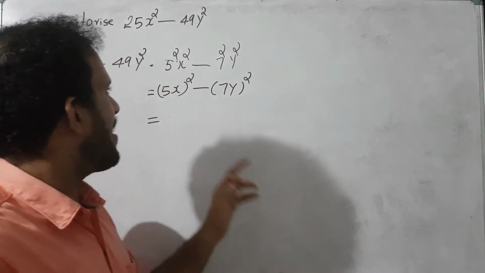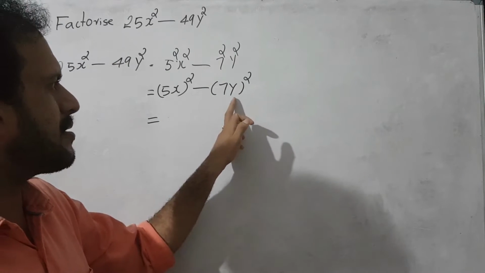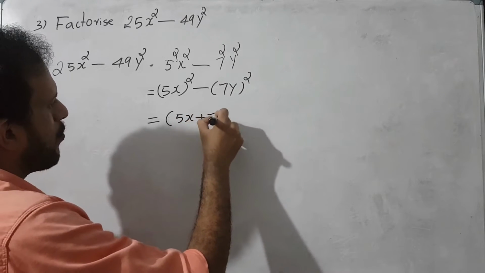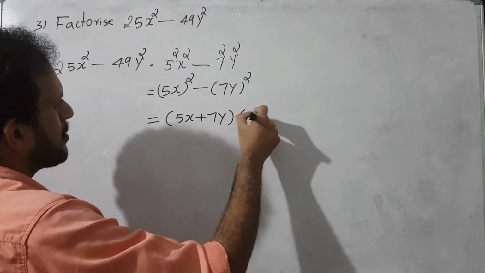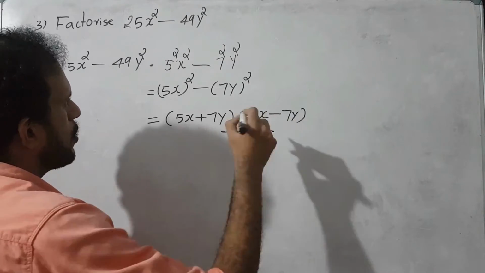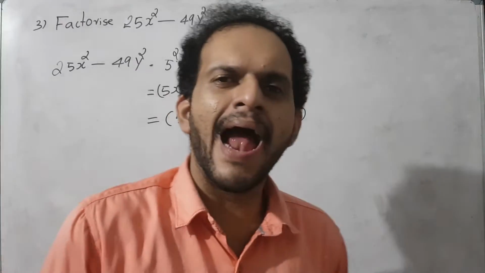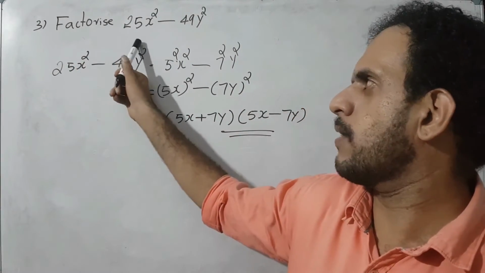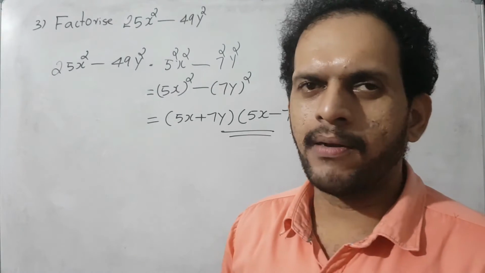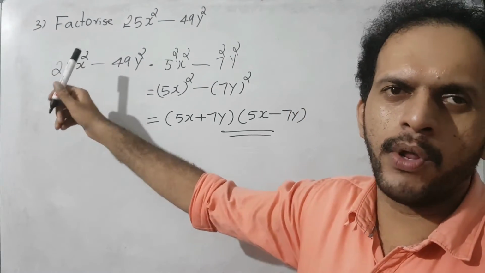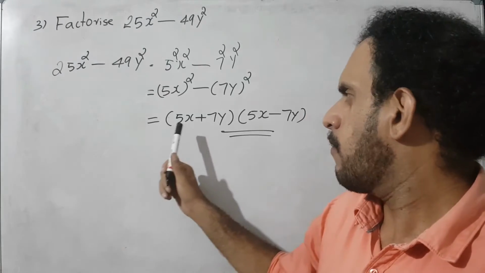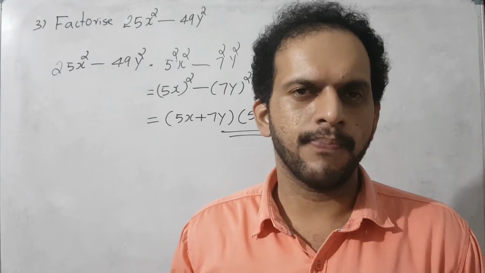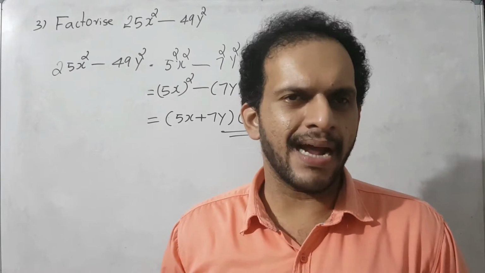What is a? A is 5x. What is b? B is 7y. Then how to write? 5x plus 7y into 5x minus 7y. So here we apply the third identity and we factorize the polynomial 25x square minus 49y square. We convert the given polynomial as the product of the factors 5x plus 7y and 5x minus 7y. So we apply the third identity here.